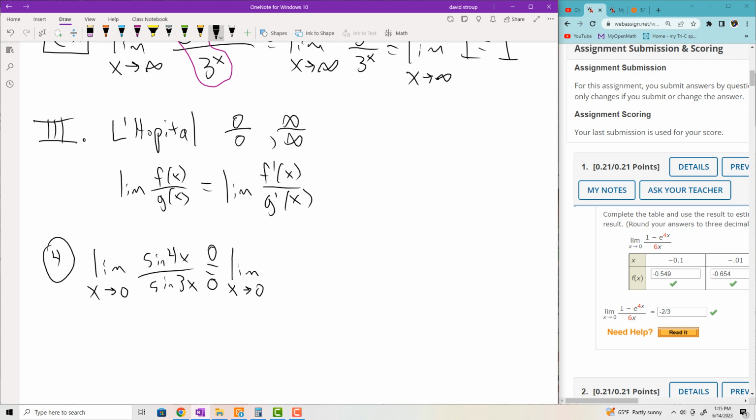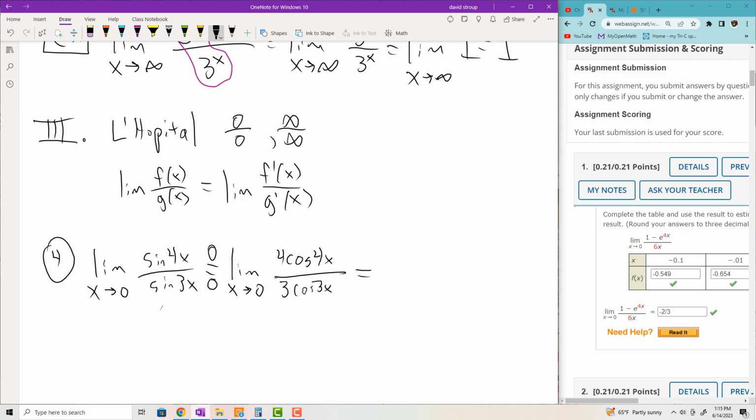It's not the quotient rule, mind you. It's just you cover up the denominator and just take the derivative of the top. So the derivative of sine 4x is cosine 4x times 4. And then cover up the top and take the derivative of the bottom. So the derivative of the bottom, cosine 3x times 3.